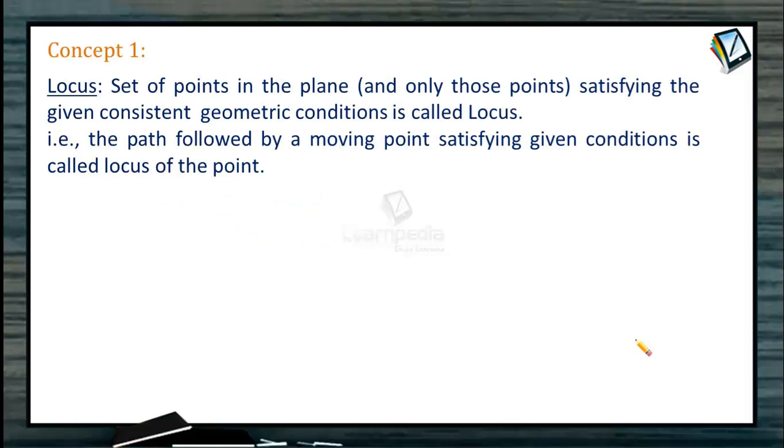Concept number 1. Locus. The set of points in the plane and only those points satisfying the given consistent geometric conditions is called a locus. Another way to visualize this is that there is a point which has to move in the plane. When subjected to certain conditions, as it moves, the path followed by it is what is called the locus of such a point. We shall look at an example.